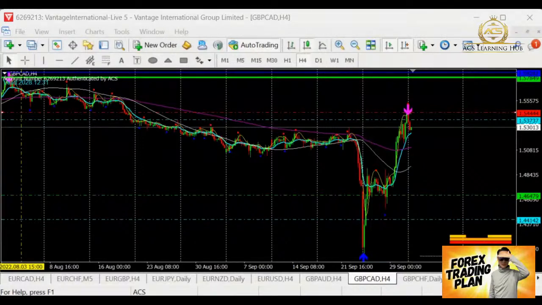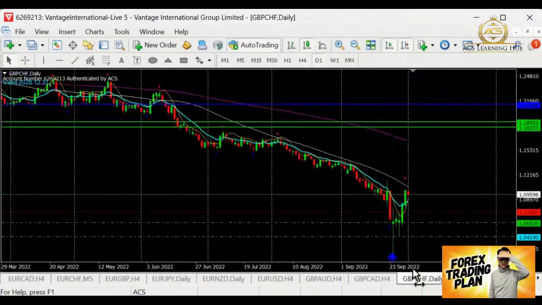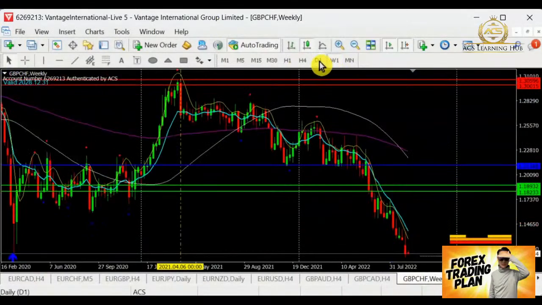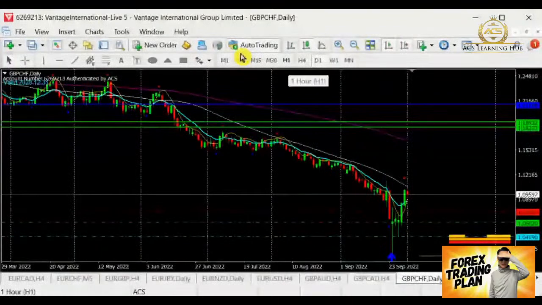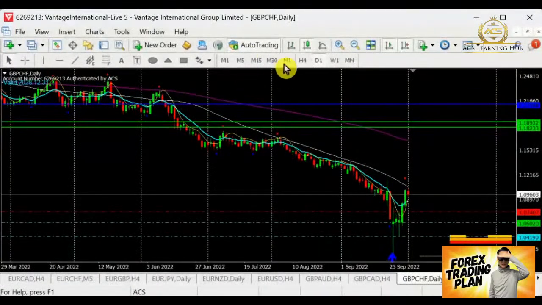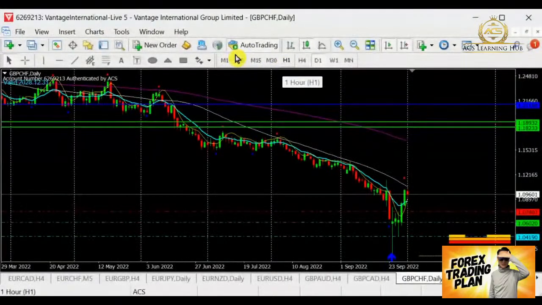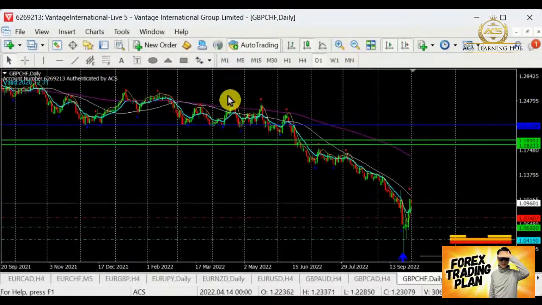So for GBPCAD over here, there's a good chance, but we still need some patience to let it test on the resistance before we actually start the selling. How about pound franc? Let's take a look at pound franc. So pound franc over here is looking good. Pound franc also looks good that there'll be a good chance of selling over here, because tentatively by looking at this pound franc, we are in the bear.